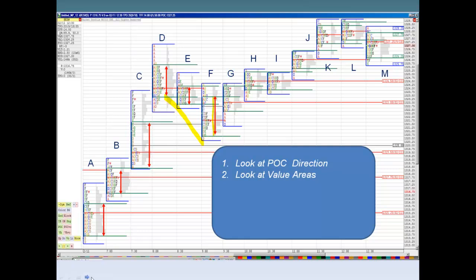And now look at what happens at period G. Value begins to trade again a little bit higher. And we begin to see that value even trades higher and higher. It does not move lower.